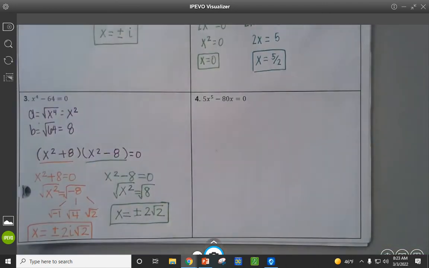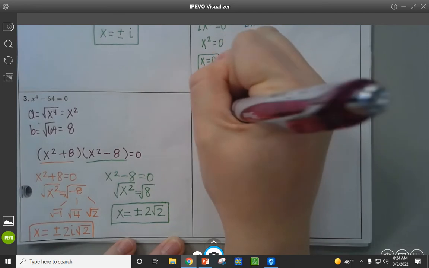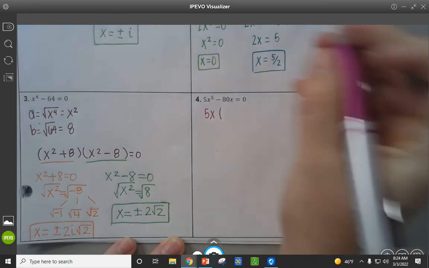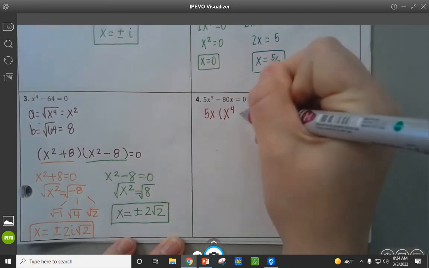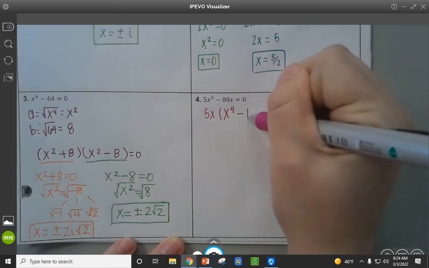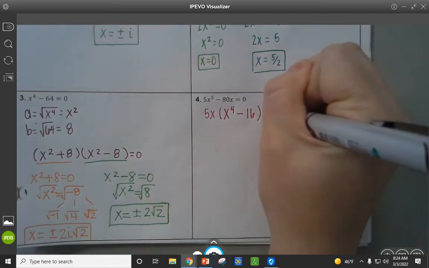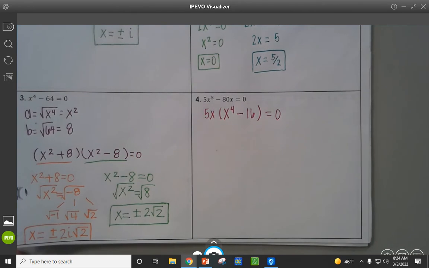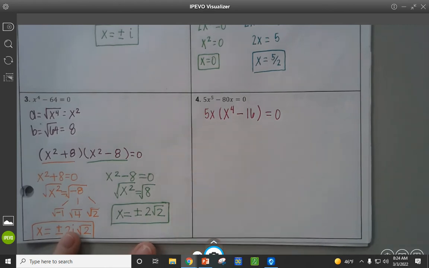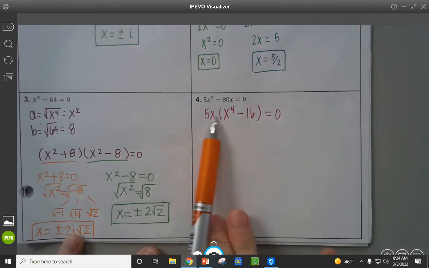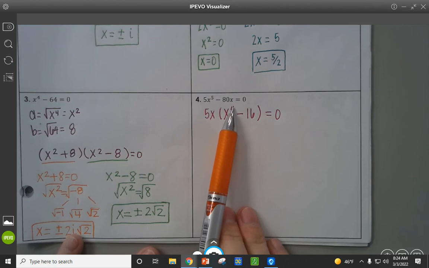All right, number 4. It's set equal to 0. Is there a GCF? 5x. And we get x to the 4th minus what? 16. Does what's left in parentheses, does that factor down again? Yes. 16 is a perfect square, and x to the 4th is a perfect square.